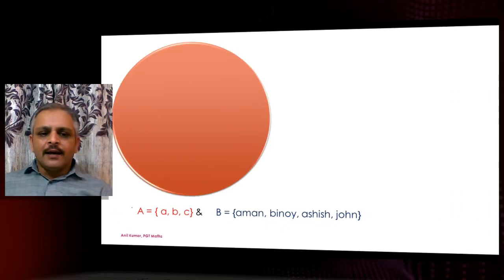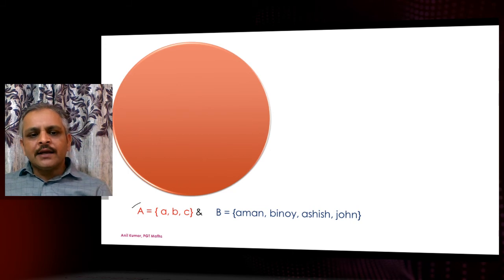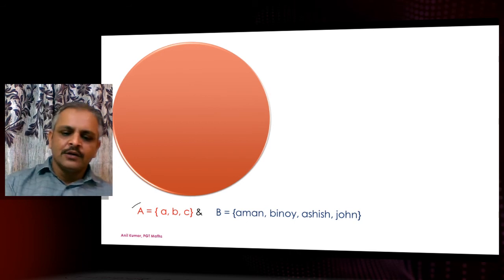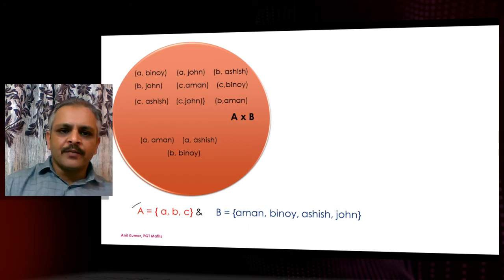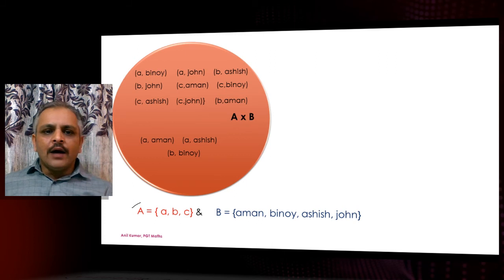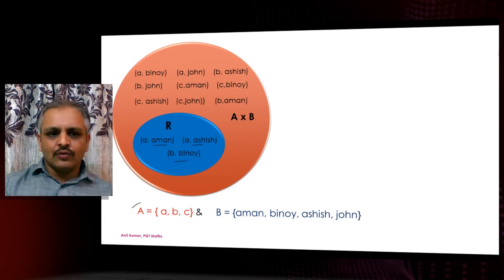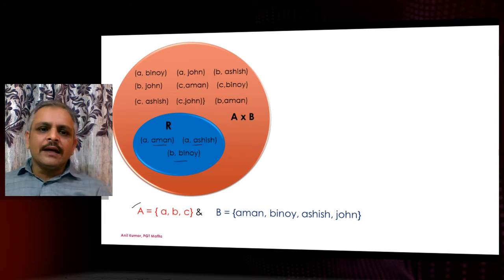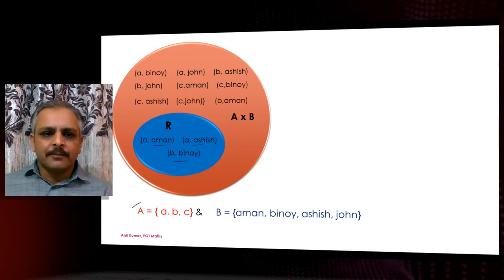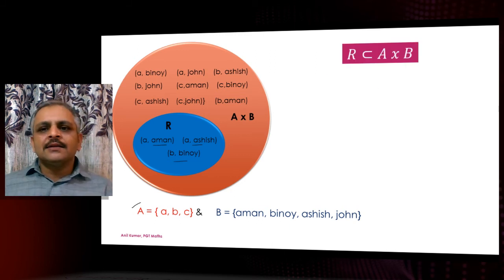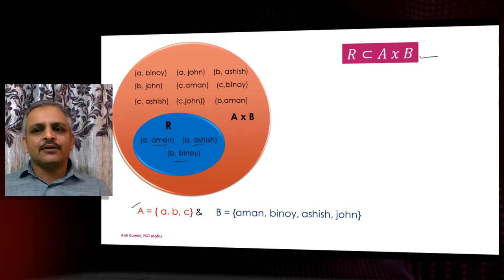Again, I have taken the same example. Set A has the elements a, b and c, and set B has these four names. So let's make the Cartesian product. The Cartesian product A cross B will have these 12 ordered pairs. Now, as you know, these three ordered pairs are in the relation. What insight do I get from here? That a relation is a part of this Cartesian product, that means a relation is a subset of the Cartesian product. So a relation is always a subset of the Cartesian product.